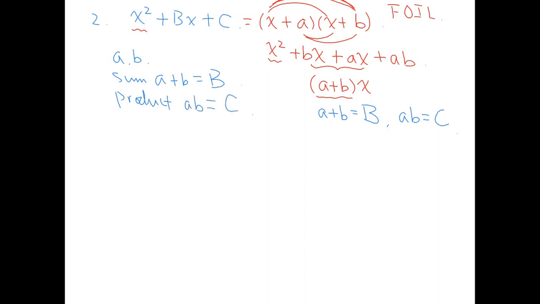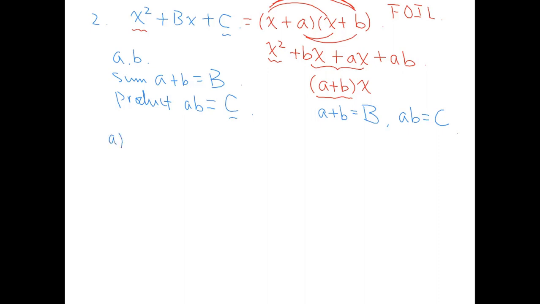And usually it's easier to factor this constant c. So that's why we will try all the factors, all the factorizations of c, and then find which sum will give us b. So let's take a look at our first problem.